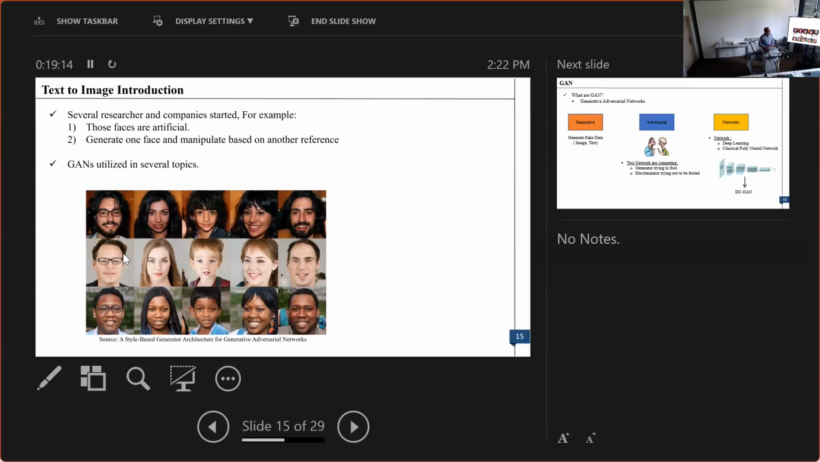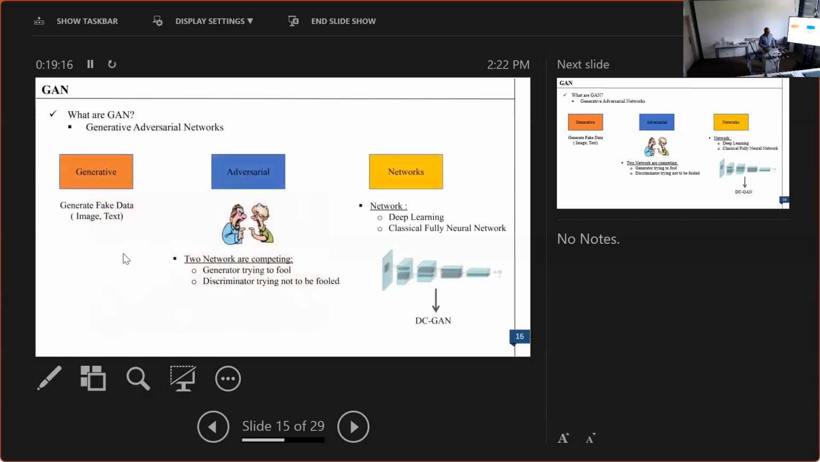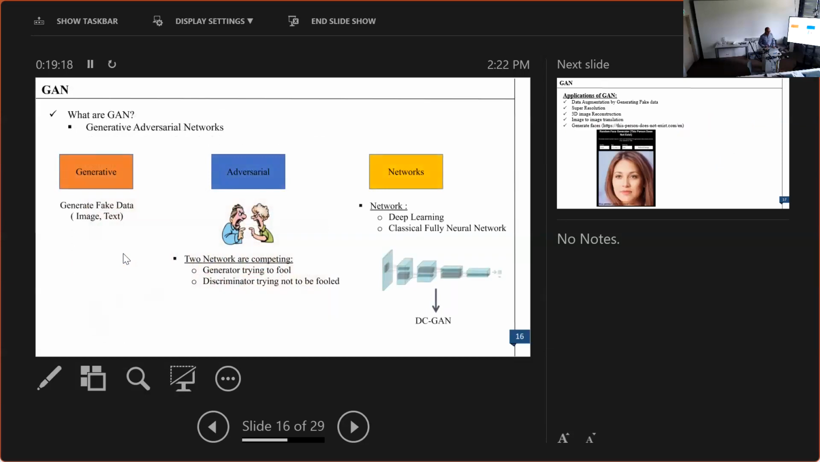In order to do that, we can use GAN. So let's start with GAN and just see the terminology. GAN stands for Generative Adversarial Network. Let's start with generative. Generative means we need to generate data, fake data, either image or text. Adversarial means we have 2 guys competing. So here we have 2 networks, and every network is competing with another network.